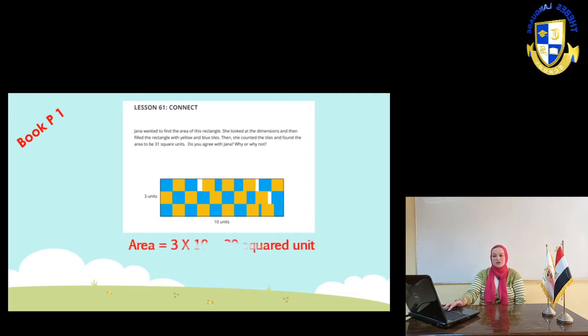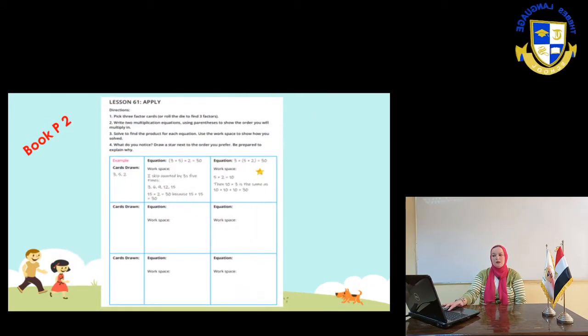Its dimensions are 3 and 10. To find the area of this rectangle, we are going to multiply both of the dimensions together. 3 times 10. 3 times 10 will be 30. So Jana is wrong. We disagree with Jana.